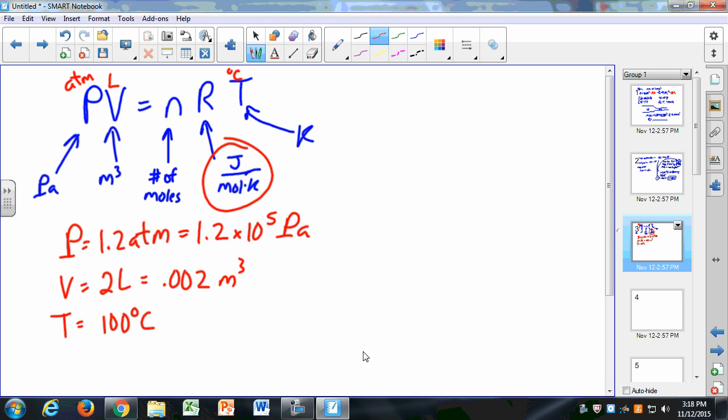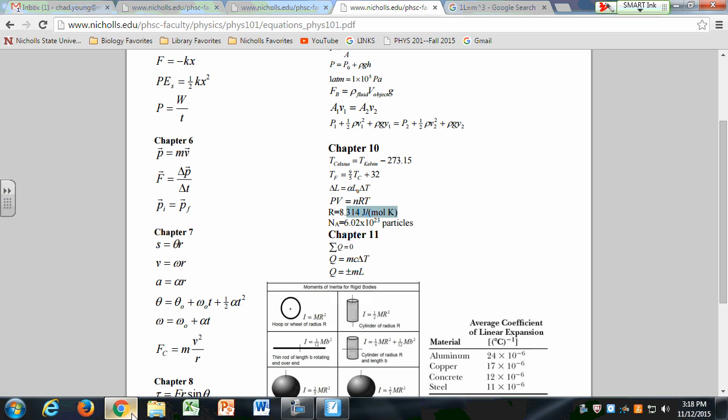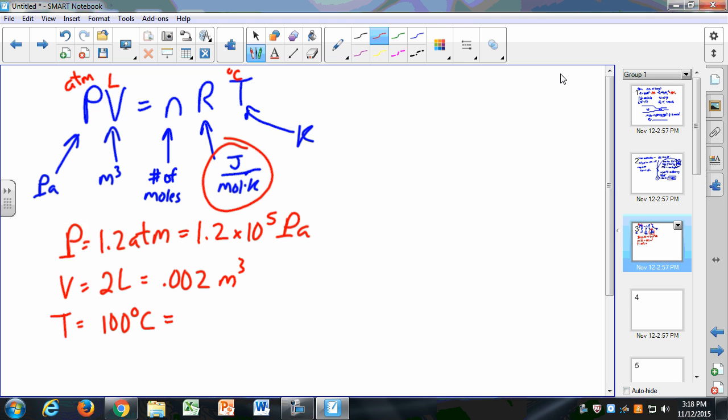And then if I want to convert 100 degrees Celsius to Kelvin, you can go back to your equation sheet. If you want to convert your Celsius to Kelvin, if I have Celsius, I just add 273 to it to get Kelvin. So this is going to equal 373 Kelvin. Is that right? I did that right. Okay. Yeah. And then I can do all these things.